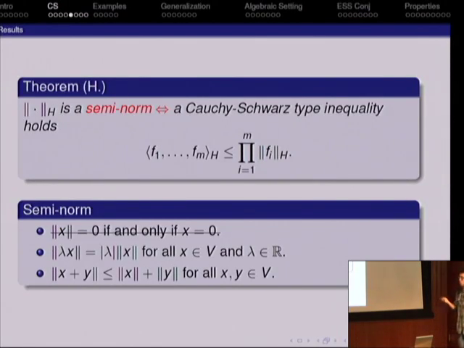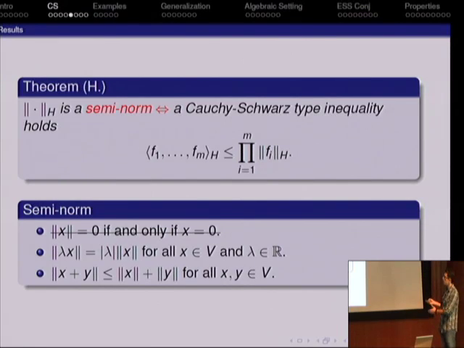So the first thing I want to show you is this theorem, which says that this function that I defined is a semi-norm, meaning that it might not satisfy the first axiom, the non-degeneracy axiom, but it satisfies the triangle inequality, if and only if a Cauchy-Schwarz type inequality holds. So I don't care about this condition for now. I'll come back to it. So I'll just care about the triangle inequality.